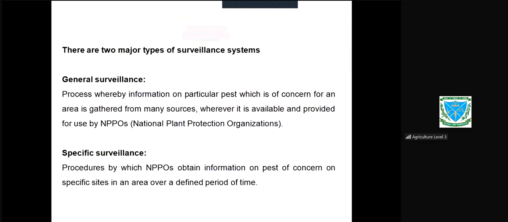Specific surveillance: procedures by which NPPOs obtain information on pest of concern on specific sites, not different sites. This is done only from the specific sites in an area over a defined period of time. Say, for example, from January to July, this is a defined period. Say, for example, in Greater Mymensingh, you will select Jamalpur. So Jamalpur is the site and Greater Mymensingh is the area. When we have data from this site, then this is called specific surveillance. Clear?